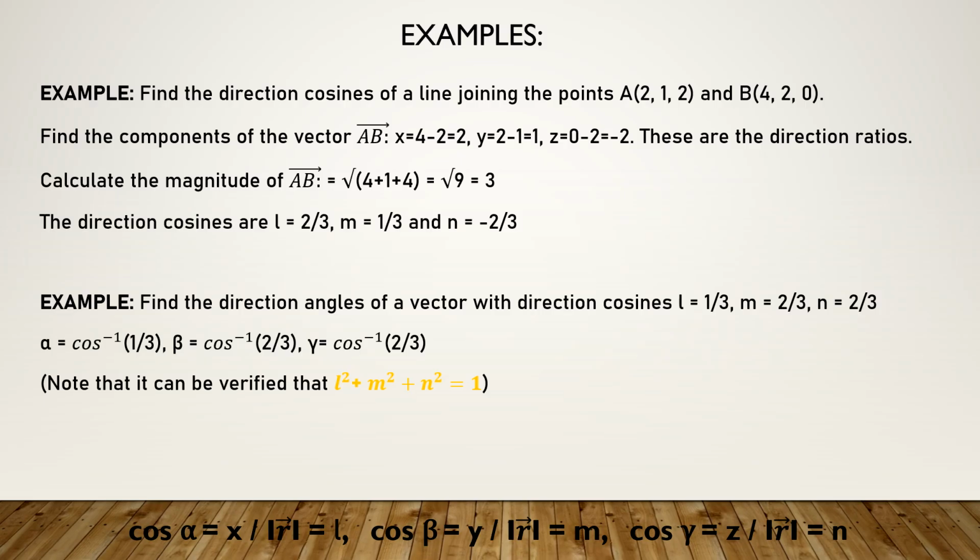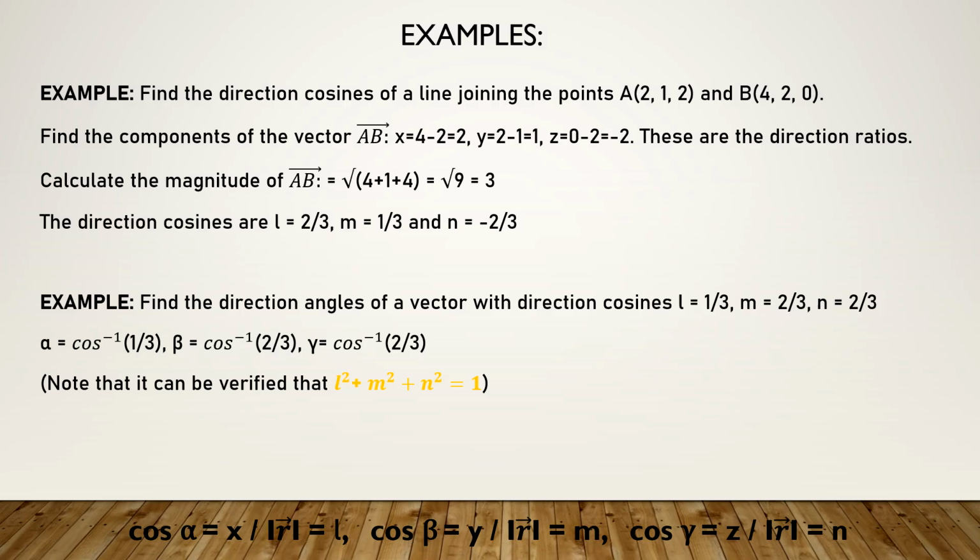Now to find direction cosines, first find the magnitude of your vector. It is root of 2 square plus 1 square plus minus 2 square, which is 3. So your direction cosines are x upon magnitude, y upon magnitude and z upon magnitude. That means direction cosines are 2 upon 3, 1 upon 3 and minus 2 upon 3. So this gives a clear-cut explanation of direction cosines and direction ratios.